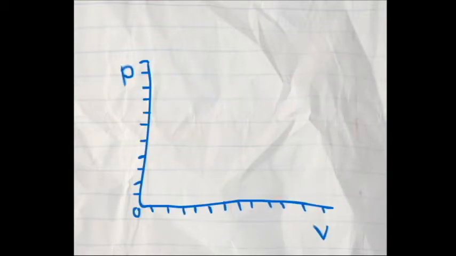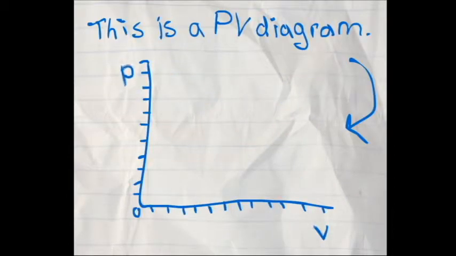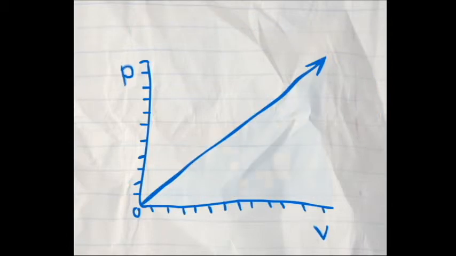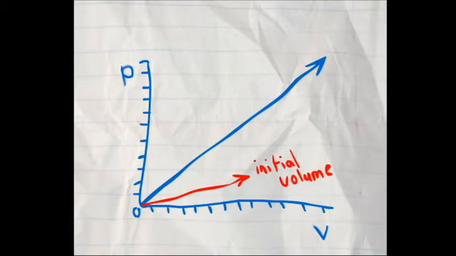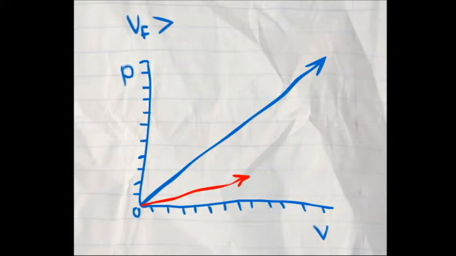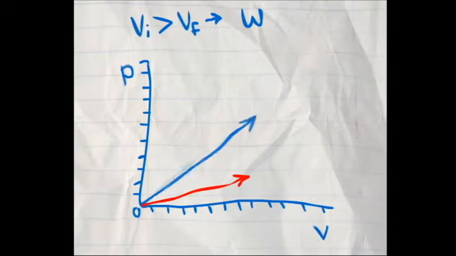Objective 2. Alright, this is a pressure versus volume diagram. The area below the line in PV diagrams is equal to the magnitude of the work done on the gas. So imagine that this red line represents the initial volume and that the blue line represents the final volume. Since the final volume points to a greater volume than the initial volume, the work done on the gas is negative. While of course the opposite is true when the final volume points to a lesser volume than the initial.